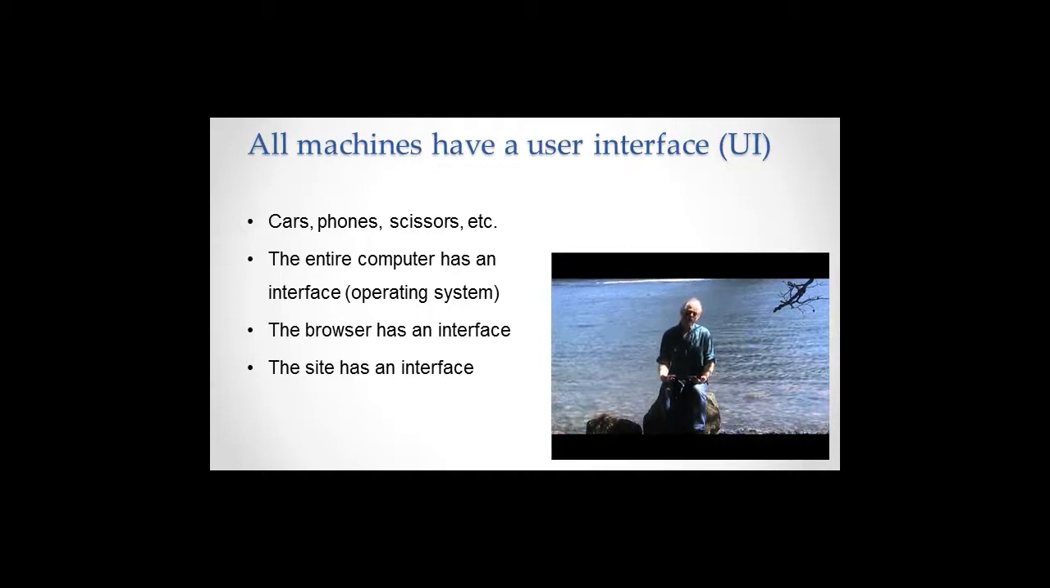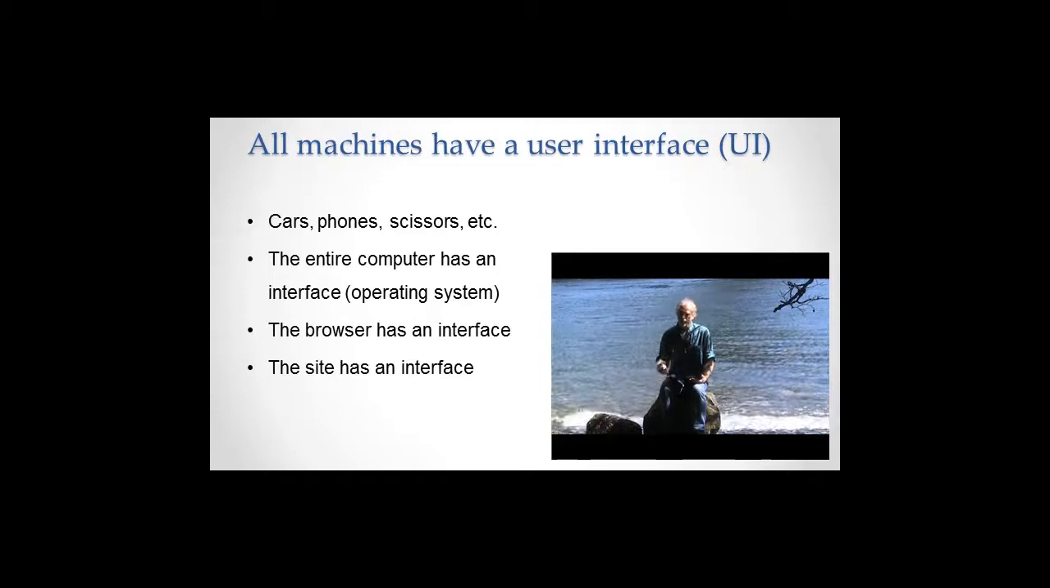So there's a way that you work the computer. That's the computer's user interface. There's the way that you work the browser. That's the browser's user interface. And then within the browser, there's Facebook, and Facebook has a user interface. The way that you operate Facebook, the way that you make Facebook do the things that it does. That's the user interface of Facebook. So every machine has a user interface, and your computer has multiple user interfaces all interacting at the same time.